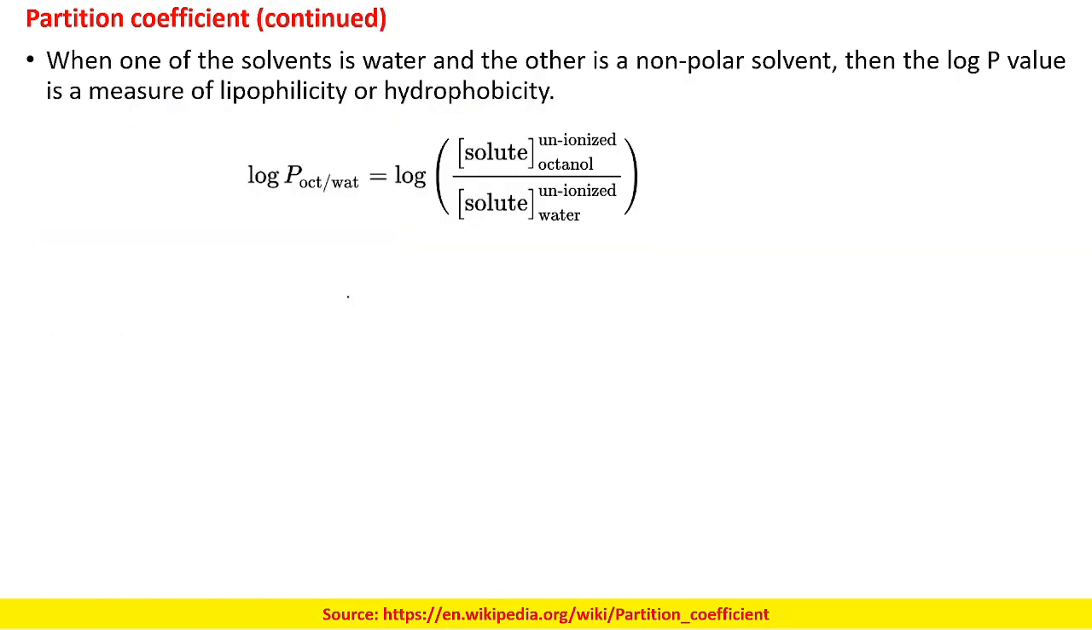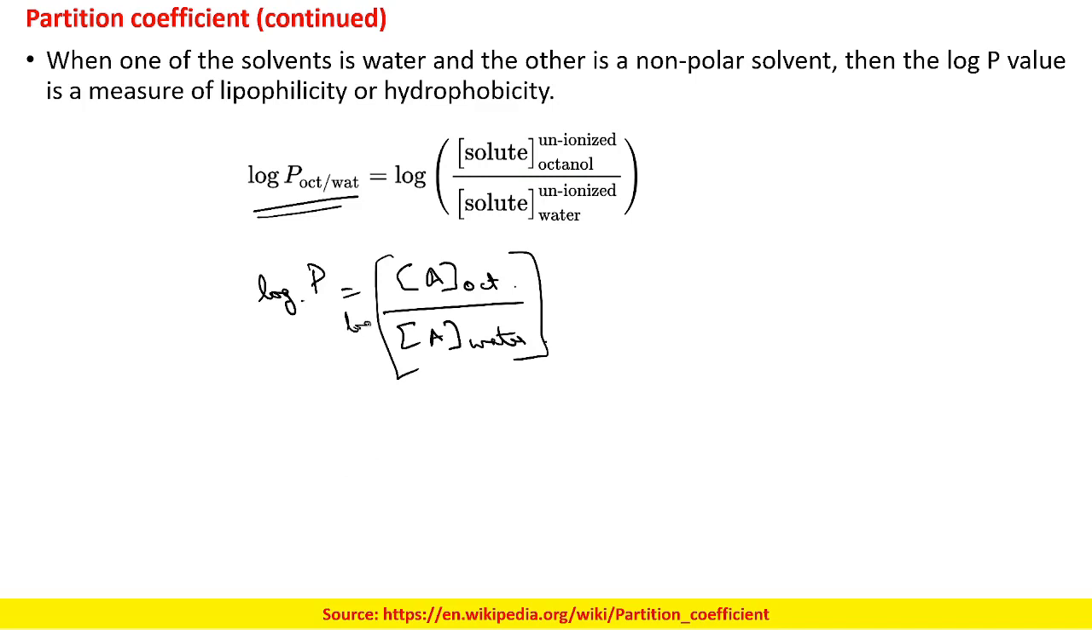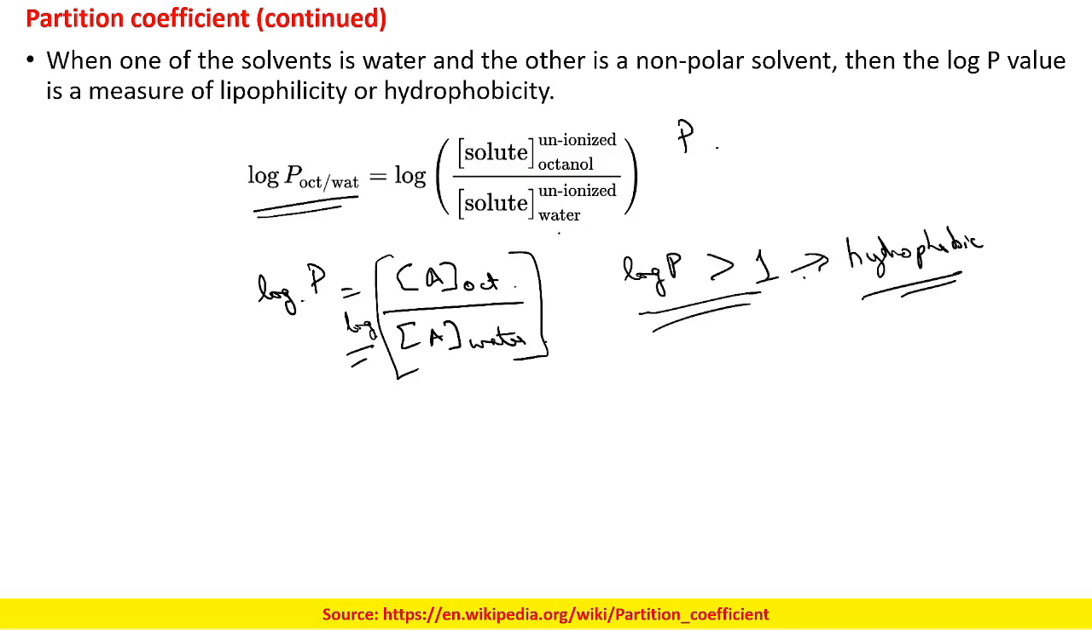Now the partition coefficient, as I told you, is P, which will be the concentration of A in octanol divided by the concentration of A in water. However, we usually put it in the form of log. If P is greater than 1, it is hydrophobic, and if P is less than 1, it is hydrophilic.